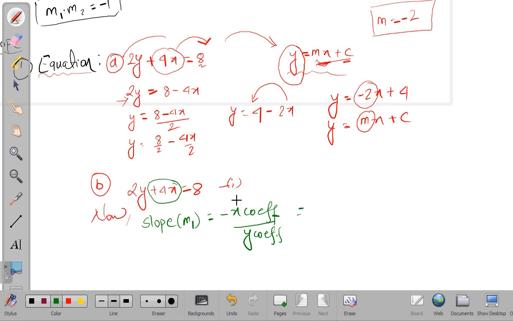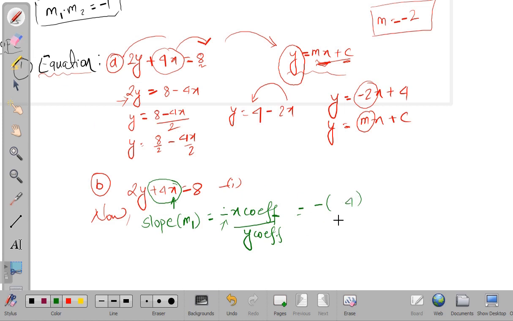See, negative x coefficient means how much? Leaving the x part, what is remaining? Plus 4. So the formula's negative will remain as it is, and here it will remain plus 4. Whenever there is plus, you don't have to write the plus basically, because it is a very common part.